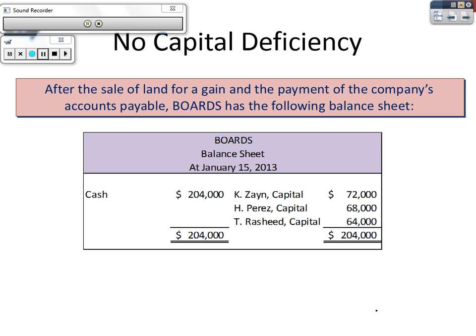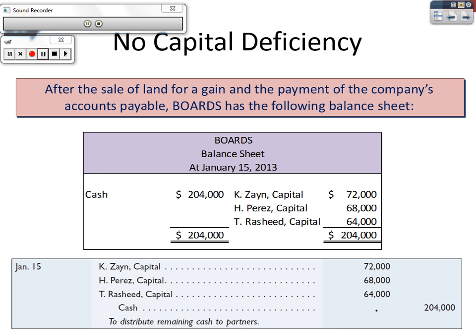So look how their balance sheet has changed now. What were the balances for these before? Zan had 70,000. Perez had 66,000. And Rashid had 62,000. So all of their capital balances have increased by 2,000. We show that we only have 204,000 cash left, right? After we paid off that accounts payable.